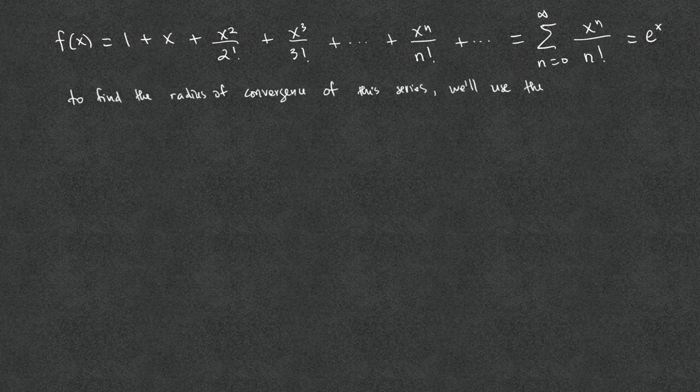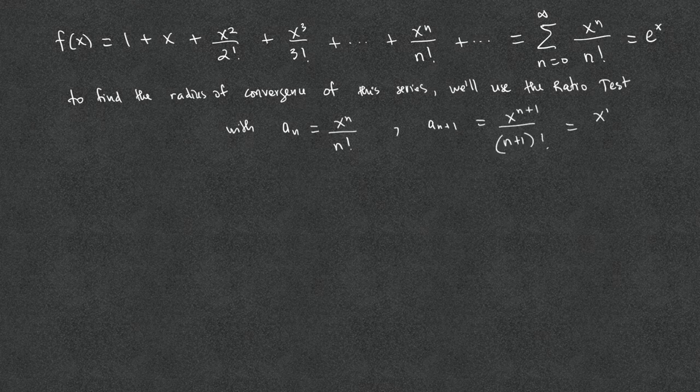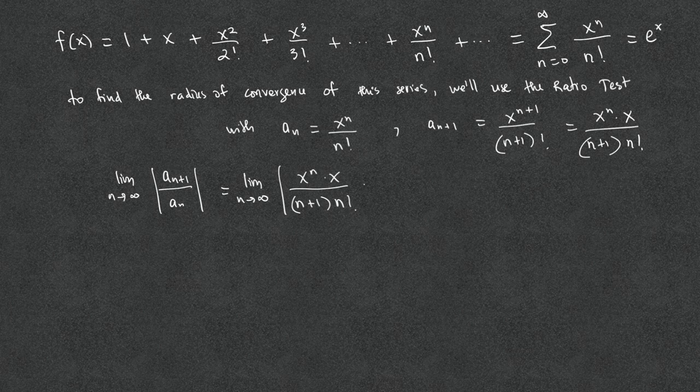To find the radius of convergence for this series, we'll use the ratio test where a sub n is x to the n over n factorial. Therefore, a sub n plus 1 is x to the n plus 1 over (n plus 1) factorial, or x to the n times x over (n plus 1) times n factorial. We take the limit of the ratio of a sub n plus 1 over a sub n, multiplying by the reciprocal of a sub n.